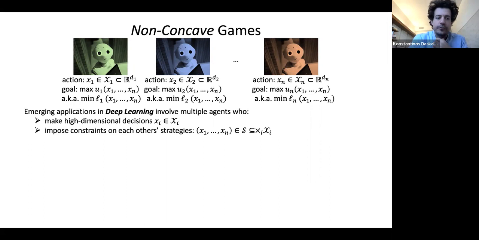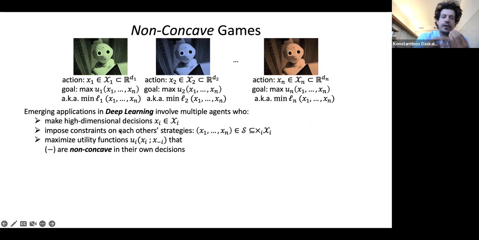And importantly, the utility functions that agents are trying to maximize are non-concave, which is the same as saying that the loss functions that the agents are trying to minimize are non-convex in their own decisions. And this is the big departure from game theory. In game theory, we like thinking of games where the utility that every agent is trying to maximize is concave in their own actions, AKA the loss that every agent is trying to minimize is convex in their own actions. Here we are departing from that model.